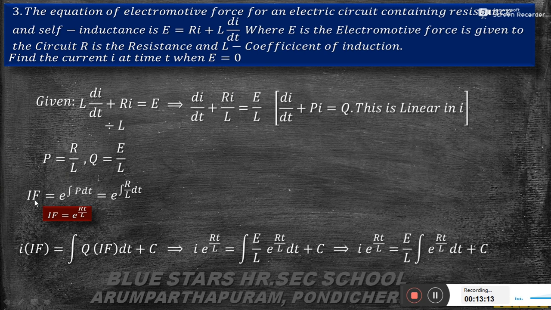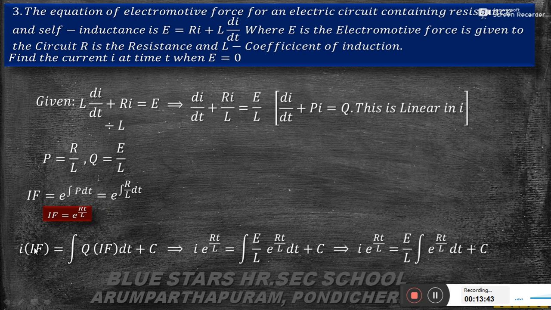Therefore the integrating factor: I take the integrating factor e power integral P dt. So e power integral, the P value is R by L, I substitute here, into dt. Now R by L is constant because for dt, only the t terms we integrate. So R by L is a constant, I take it outside, and integration of dt is t. So Rt by L. Integrating factor IF equal to e power Rt by L.